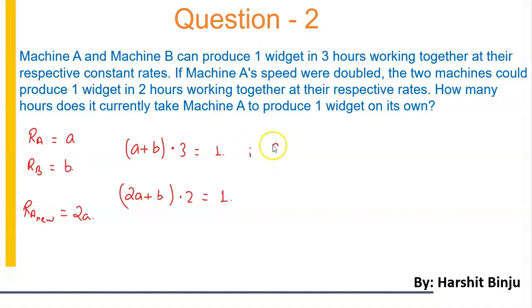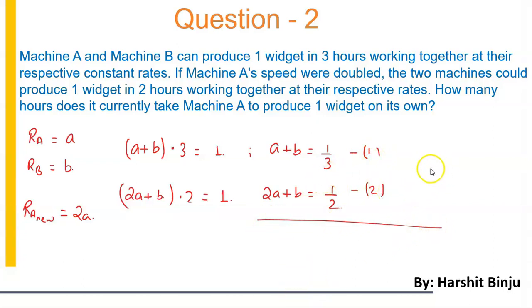So from the first one, I have a plus b as 1 by 3. From the second one, I have 2a plus b as 1 by 2. So this is my equation number 1 and this is my equation number 2. Let's subtract the two equations: I'm doing equation number 2 minus equation number 1. So 2a minus a will become a, b minus b will become 0, and half minus 1 by 3 is 1 over 6. So the rate at which a is producing is 1 by 6.